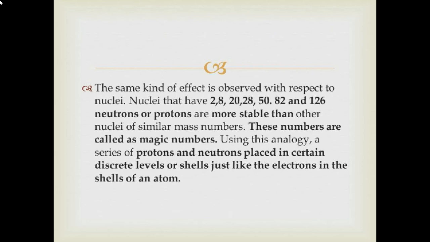The same kind of effect is observed with respect to nuclei. When a nucleus has, as I already told you, 2, 8, 20, 28, 50, 82 or 126 neutrons or protons, then that nucleus is more stable compared to the neighboring nuclei with similar mass number. These numbers are called, remember this, magic numbers. And using this analogy, protons and neutrons are placed in certain discrete levels or shells, just like electrons in a shell of an atom, and hence the name shell model of the nucleus.